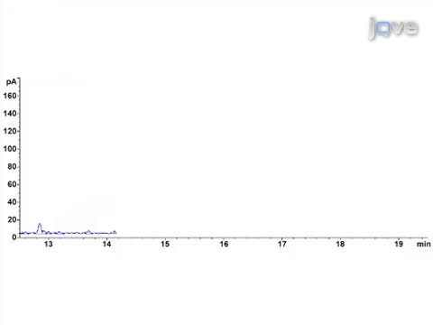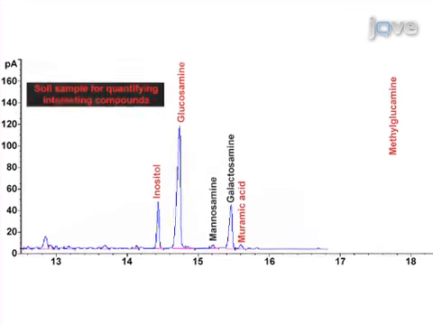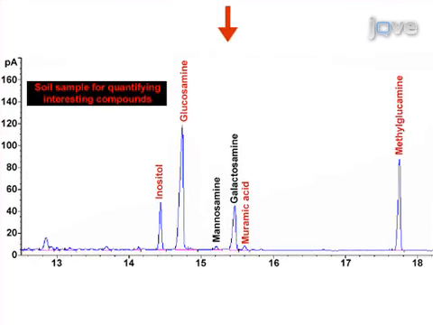Ultimately, results can be obtained that show baseline separation of the aldononitrile acetate derivatized amino sugars, eluting between the myo-inositol and methylglucamine standards, through GC with flame ionization detection.